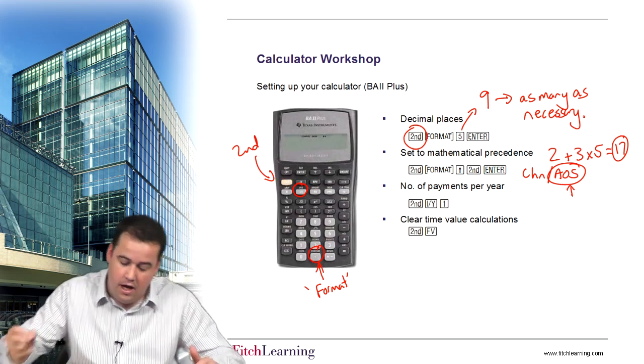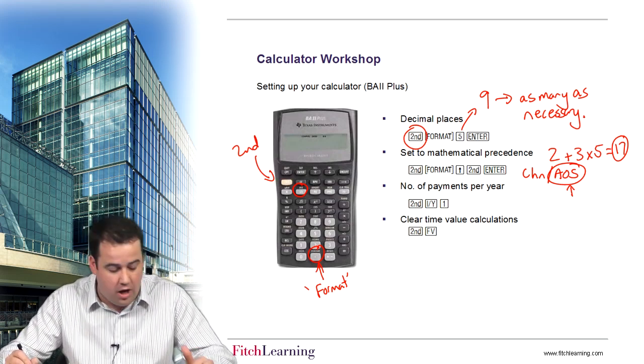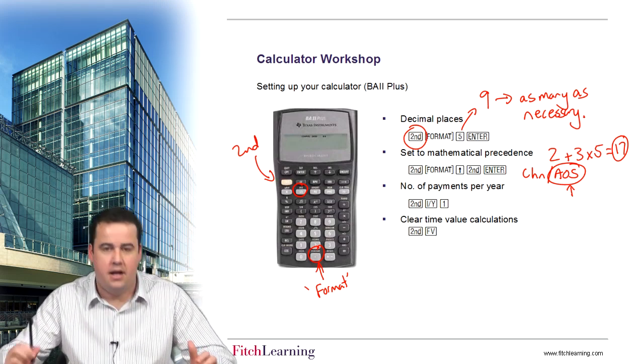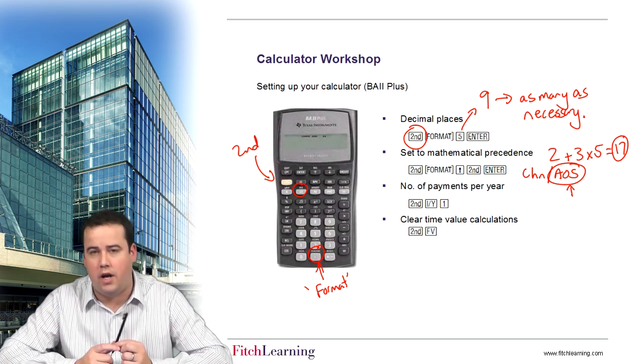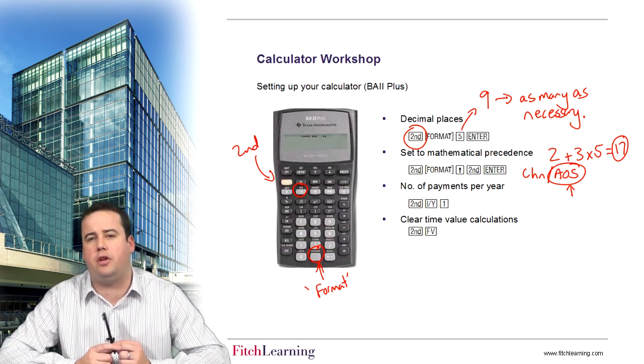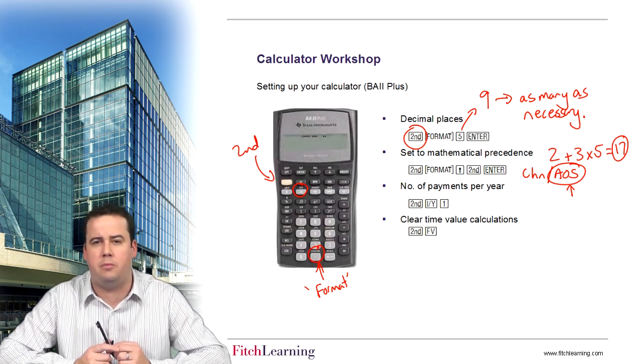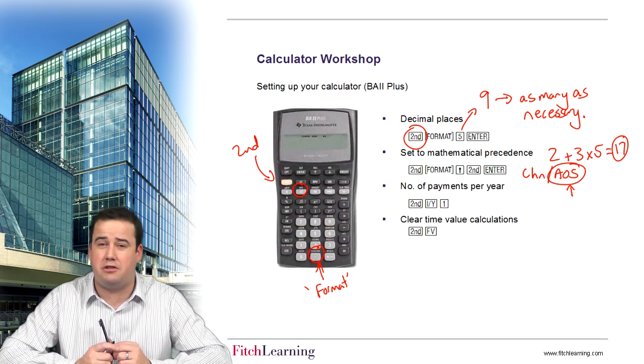The number of payments per year, you can see payments per year above the IY button. You can see it just here. Above the IY button, it's got P/Y. Hit second IY there, and it should have payments per year equal to 1. This might be useful if they have any question where you're calculating monthly mortgage payments and stuff like that. You could change the payments per year to 12. The factory setting is 1. It should already be 1. I would leave it at 1.